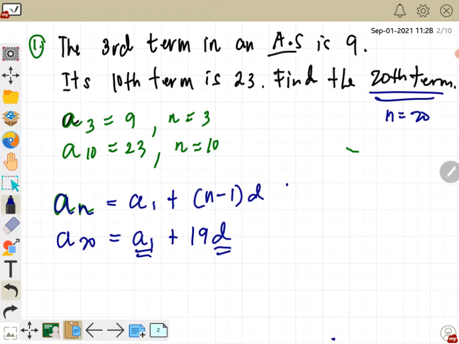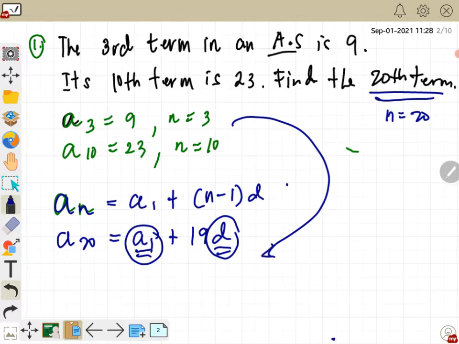But the problem is we do not have the value of the first term. We do not have the value of the common difference. So that's our first goal. We will solve first our first term, and we will solve first our common difference. Then let's substitute it here. Then we will be able to get our 20th term. Okay, so how do we find our a sub 1 and d? We are going to use this information above. The third term is 9 and the 10th term is 23 to get our common difference and the first term.